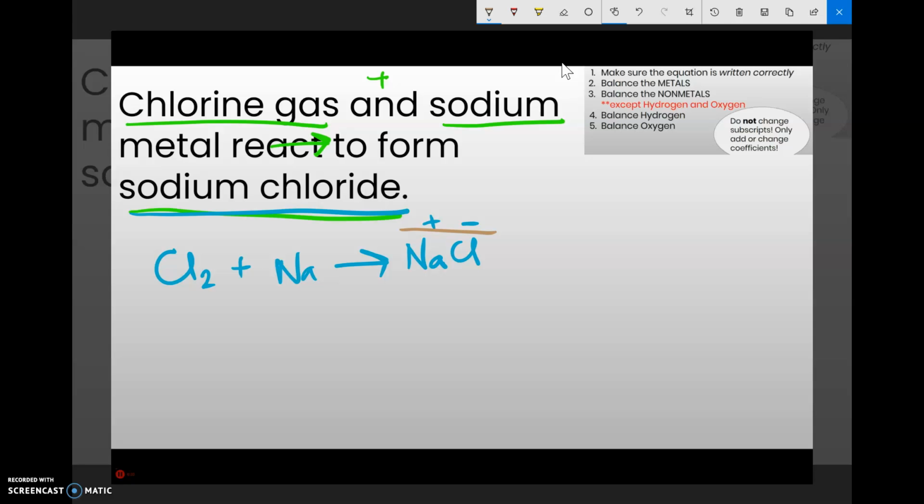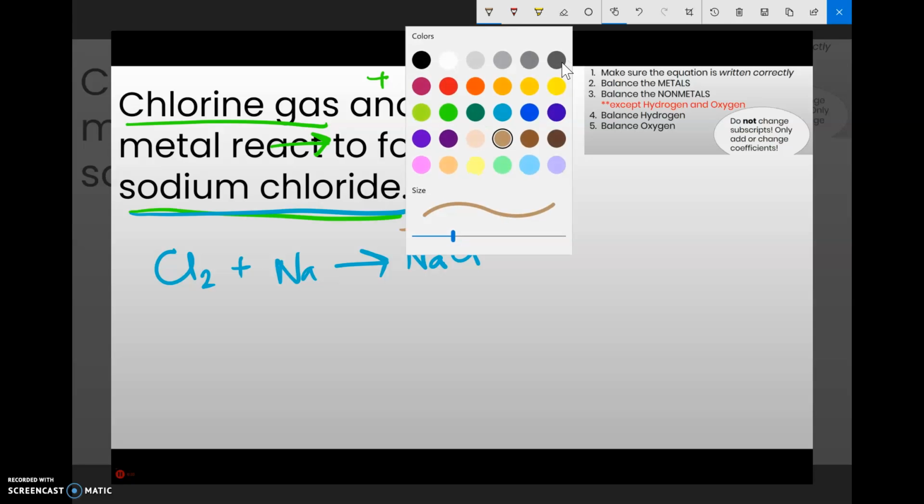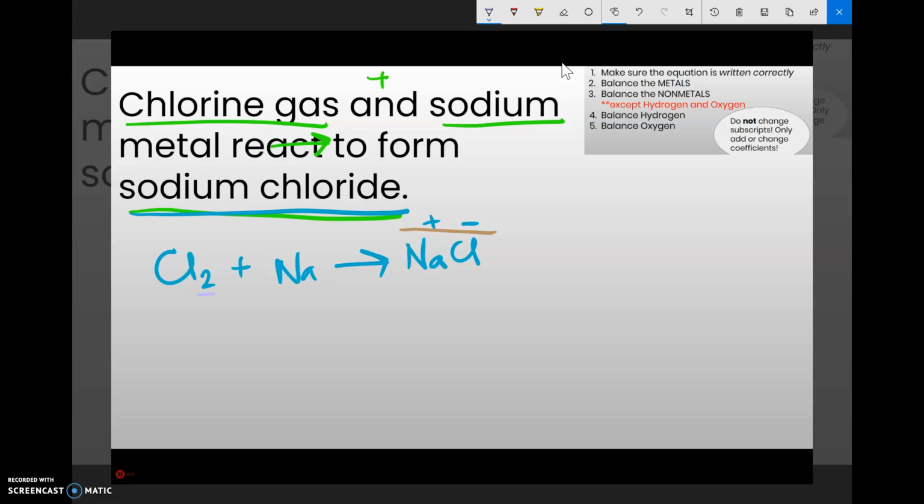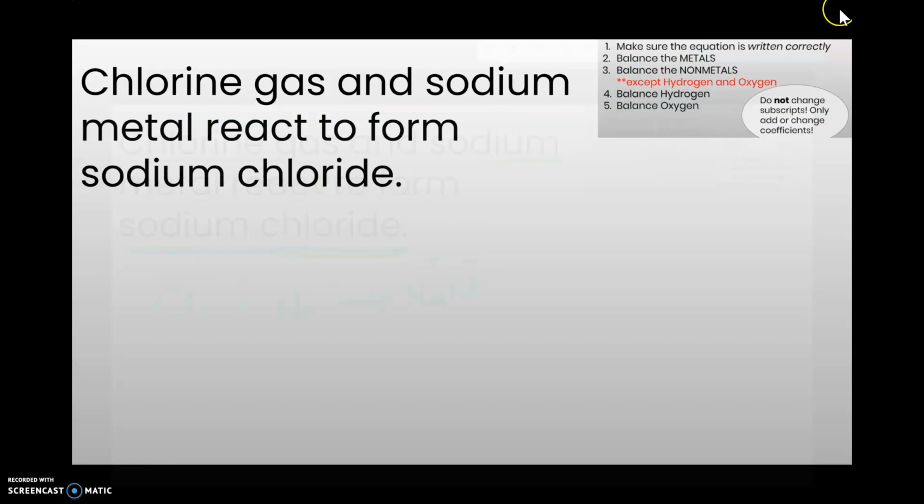Okay, let's go ahead and balance this now. So when we balance this, we've got 2 chlorines, only 1 here, so we're going to put a 2 in the front, because remember, when we balance, we can only use coefficients. Now we've got 1 sodium, 2 right here, so we're going to put a 2 right there. Okay, let's double check. So 2 chlorines, 2 chlorines, 2 sodiums, 2 sodiums. So now we have our balanced chemical equation.